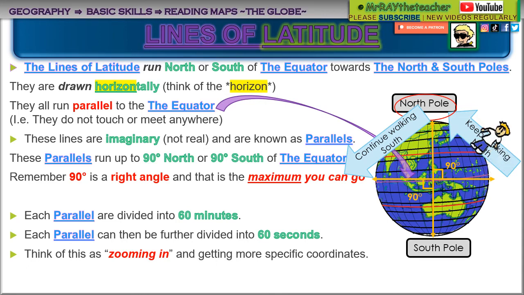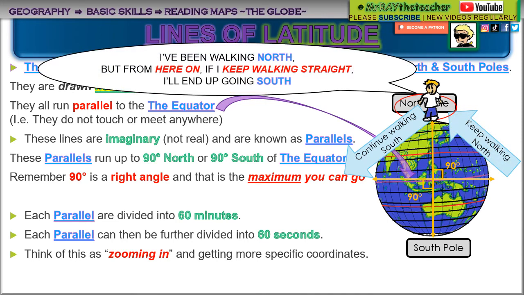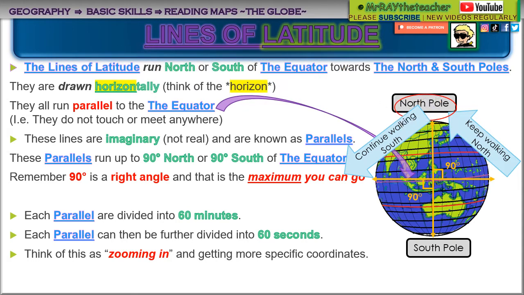Think of it as zooming in. So here is Bob. He's walking. He keeps walking north. Now, I've been walking north, but from here on in, if I keep walking straight, I'll end up going south. If you didn't get it in the previous explanations, you probably get it now.